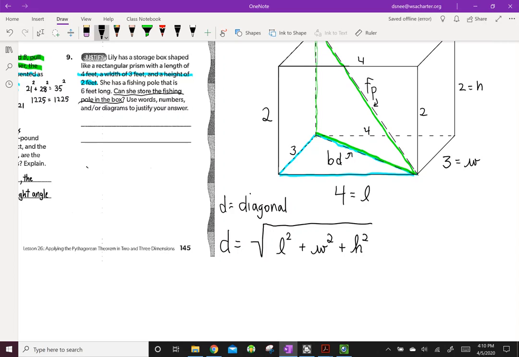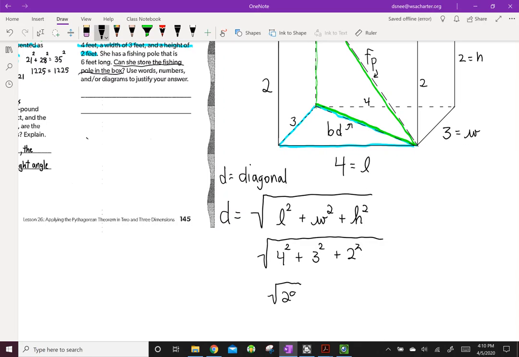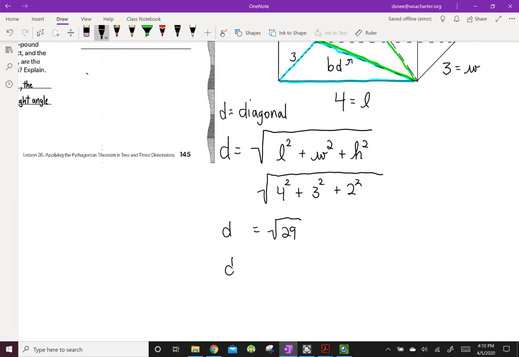Okay, so if I do 4 squared plus 3 squared plus 2 squared and take the square root of the sum of those squares, I find the square root of 29 is equal to the length of the diagonal, which is approximately 5.4, I think. Let's see, I'm turning on the calculator, take the square root of 29, and that equals 5.38, or 5.4 approximately. And since the diagonal is only 5.4 feet, and that's less than 6, the pole will not fit in the box. The pole will not fit in the box.